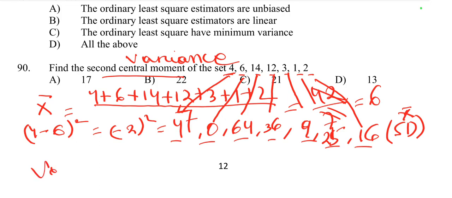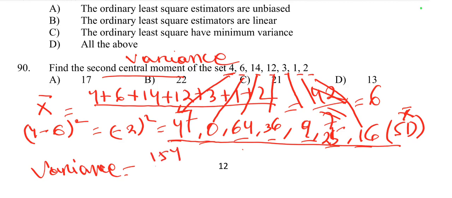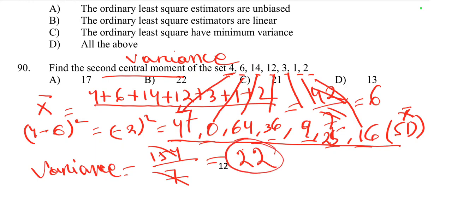So variance is equal to the sum of these values divided by the total number of values. The sum of these values is 154, and the number of items is 7. So 154 by 7 is equal to 22. So variance is 22. So the right option is 22, option B.